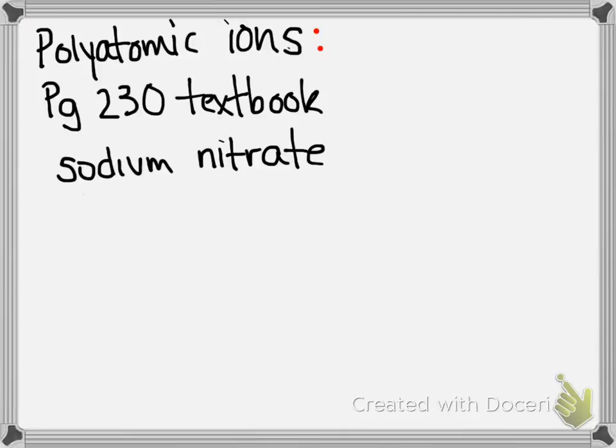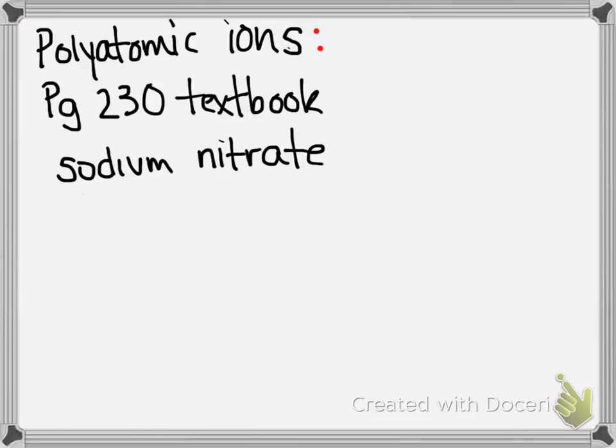There are a few what are referred to as polyatomic ions on page 230 in the textbook that you don't have to memorize, but they work in the same way, except rather than just being one element, these are groupings of elements that have a set charge. So in this case I gave you the compound name sodium nitrate, and what we have to do is determine what the formula is going to be.